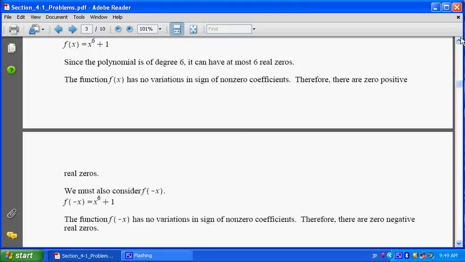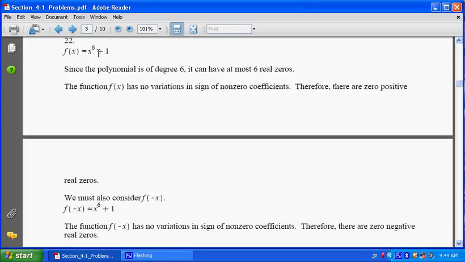Okay, for 22, the function is x to the 6th plus 1. And again, since the function is of degree 6, it can have at most 6 real zeros. This particular function doesn't have any variations in sign. It's positive all the way through. So the function f of x has no variations in sign of non-zero coefficients. Therefore, there are 0 positive real zeros, or no positive real zeros.